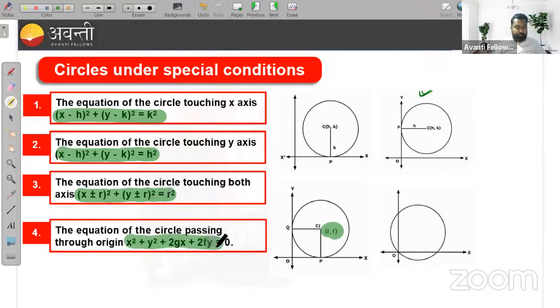See here. Okay, so this is all these four conditions we have, and we can get 4 different types of equation also for the circle. Clear? Okay, let's move now.